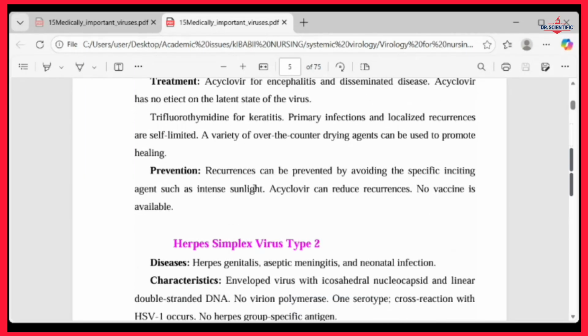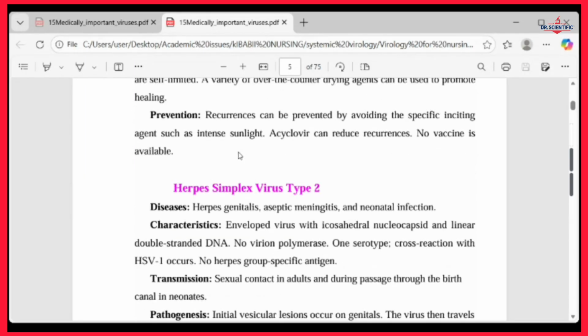This herpes simplex type 1, we can prevent by avoiding the specific inciting agents such as intense sunlight, because that's where it can induce the infection. And also, when you take acyclovir, it also reduces the recurrences, so it's advisable. But currently, there is no vaccine available for herpes simplex type 1.